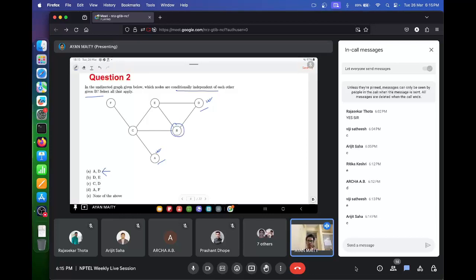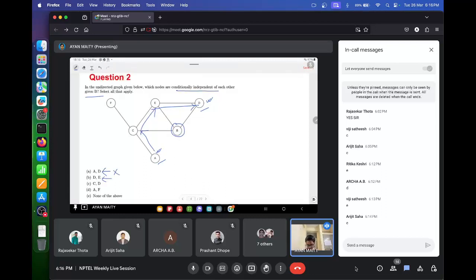If all the paths are blocked by B between A and D, then A and D will be independent of each other. So I can already see this is one path, A to C, C to E, E to D. So this path is certainly not blocked by B, and I think this is the only path that is not blocked by B. So if we find at least one path that is not blocked by the node that is given, in this case B, then these two nodes are not conditionally independent. So this is not conditionally independent.